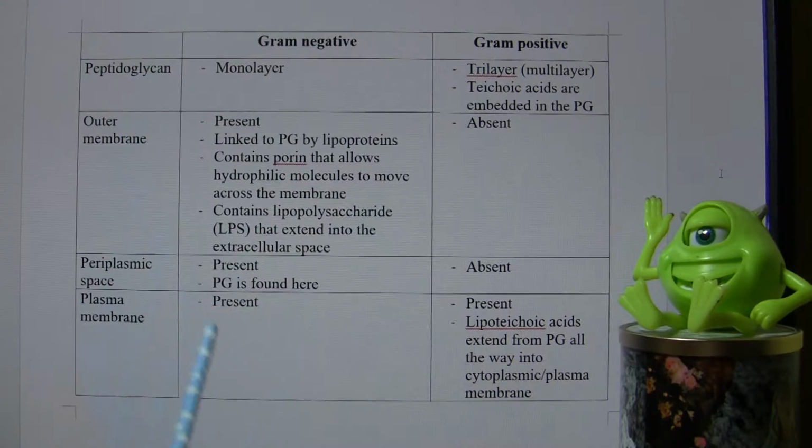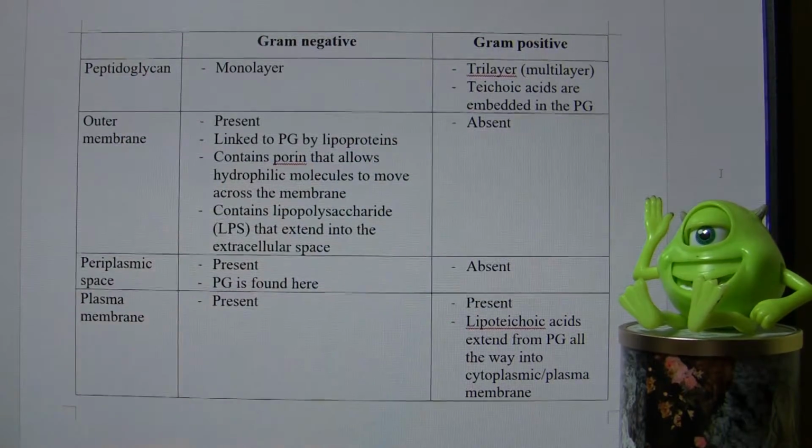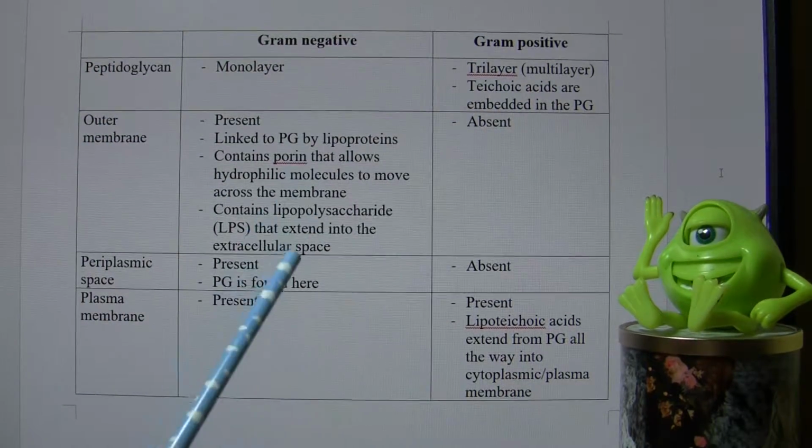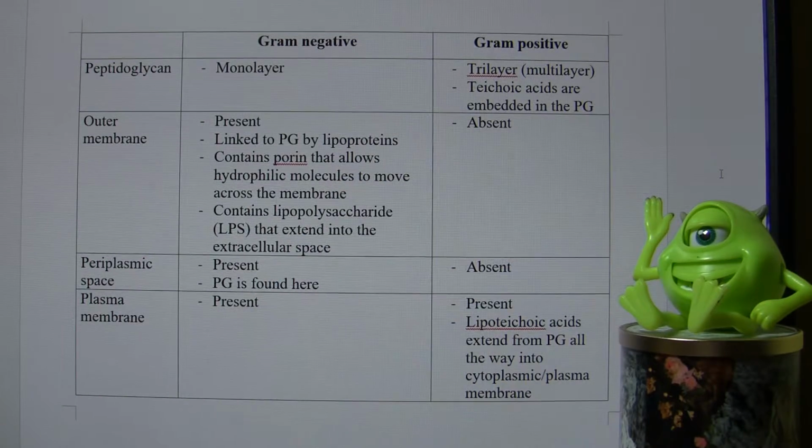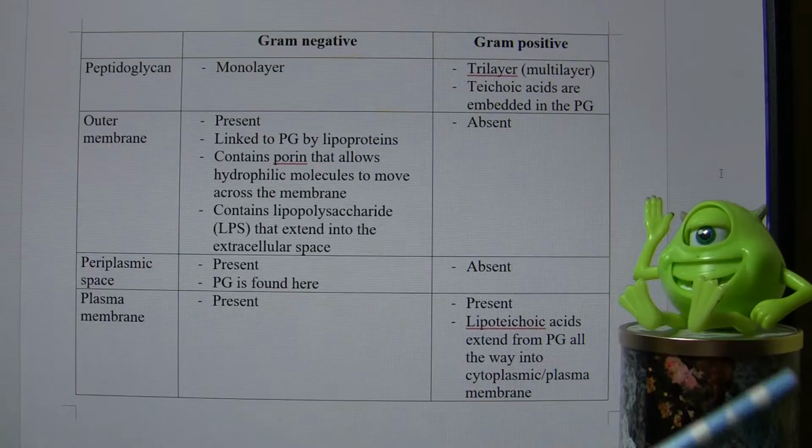Now what's the difference here? Gram-positive have commonly tri-layer peptidoglycan, or it's considered multi-layer. And also they have teichoic acids that are embedded in the peptidoglycan. So now you can see the thickness is different, and this is what allows us to perform gram staining using crystal violet and safranin as the main dye.